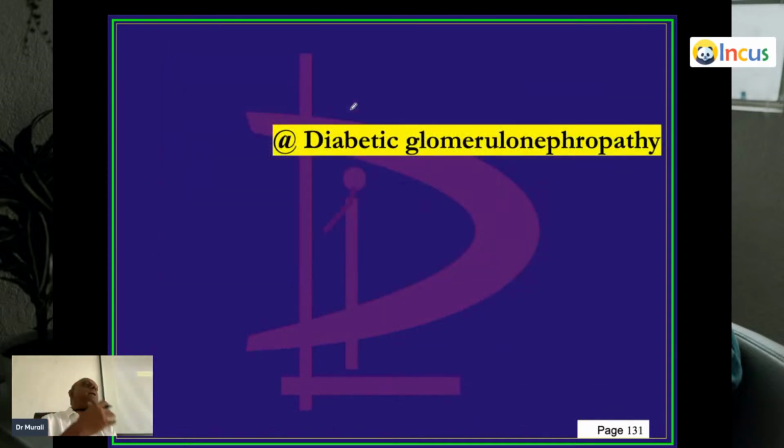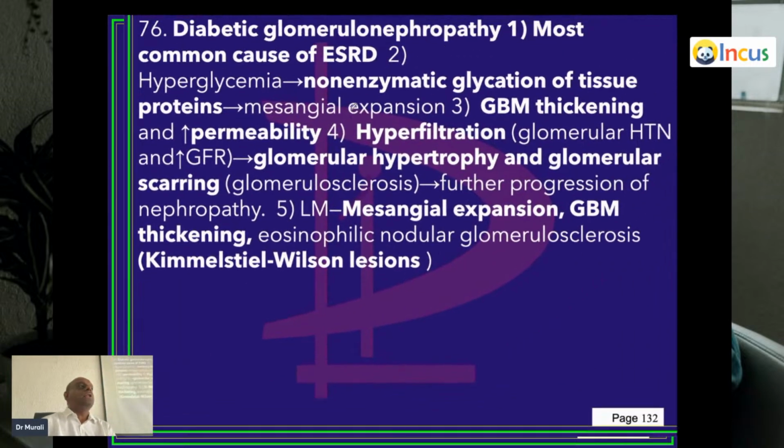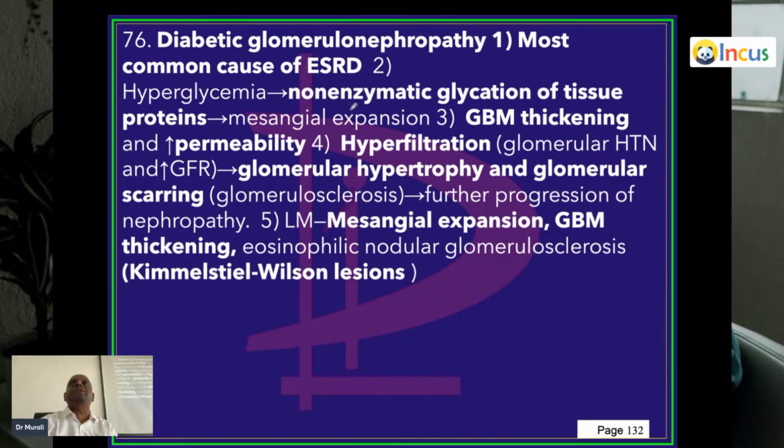Then comes diabetic glomerulopathy. Day in and day out affair. The most common cause of end-stage renal disease is diabetic glomerulopathy. Why? In diabetes, a lot of sugar will go and cause a non-enzymatic glycation of the tissue proteins. What are they called?